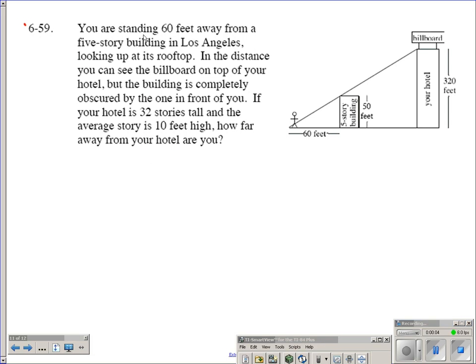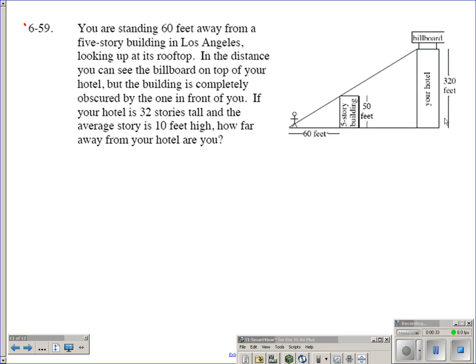6-59. You are standing 60 feet away from a 5-story building in Los Angeles, looking up at its rooftop. In the distance, you can see the billboard on top of your hotel, but the building is completely obscured by the one in front of you. If your hotel is 32 stories tall and the average story is 10 feet high, how far away from your hotel are you?